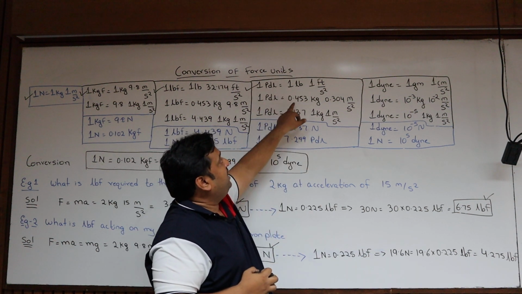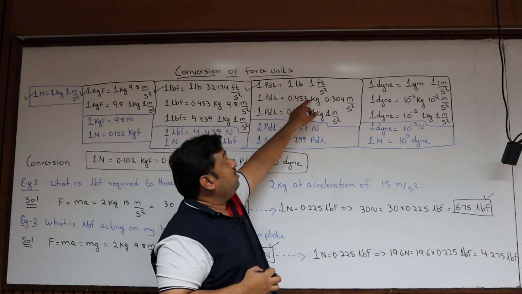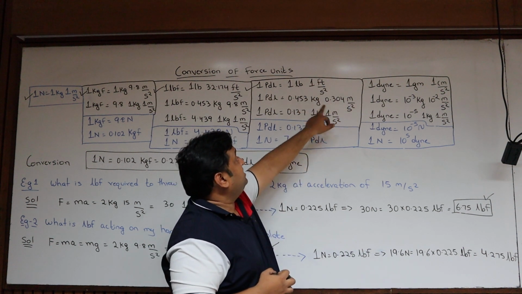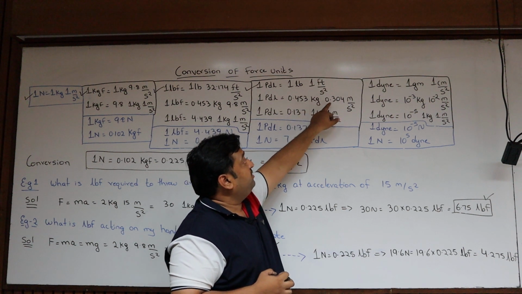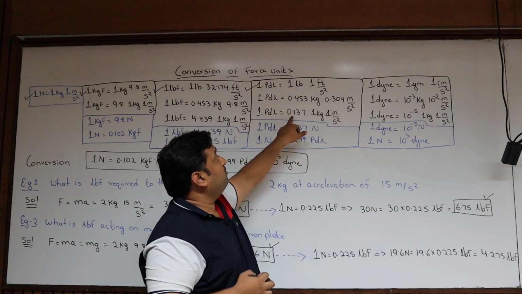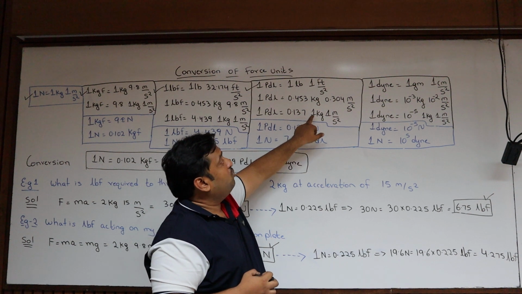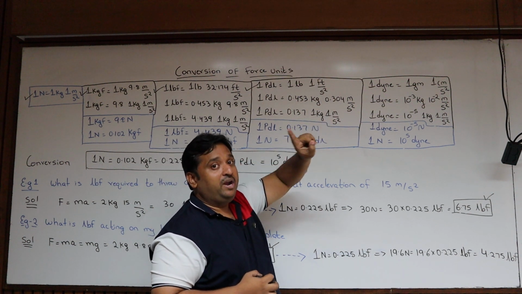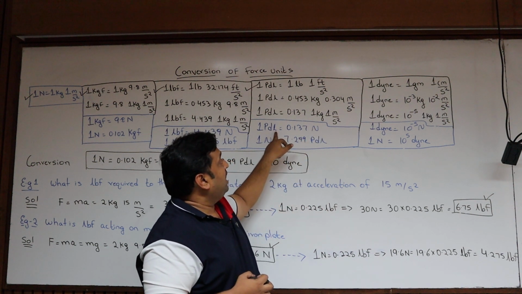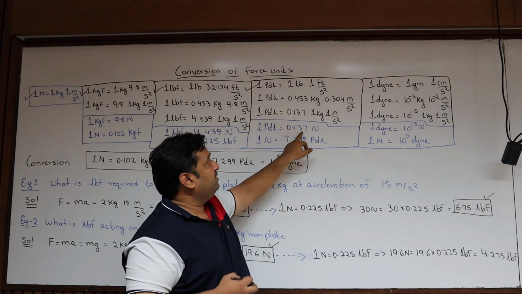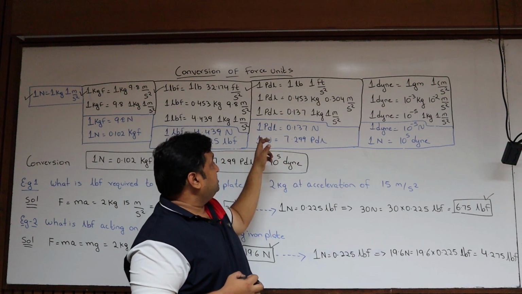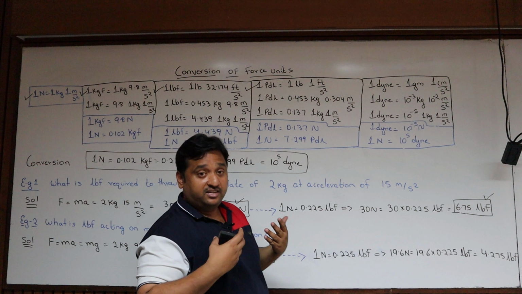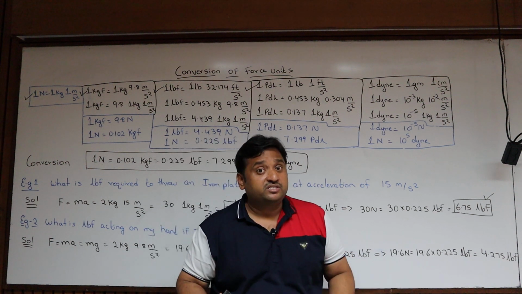What is this 1 lb? 0.453 kg. What is 1 feet? Nothing but 0.304 meter. That means 0.453 into 0.304 is nothing but 0.137 into 1 kg into 1 meter per second square. What is 1 kg into 1 meter per second square? 1 newton. That means 1 pound-all force is nothing but 0.137 newton, which means 1 newton is equal to 7.299 pound-all force.